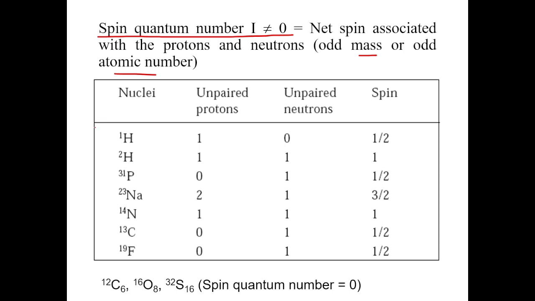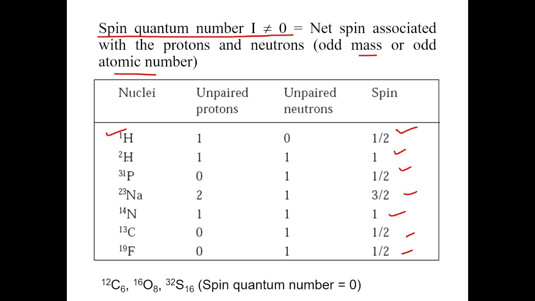So here, for H1, you can see that there is a net spin of 1/2. Here 1/2, 3/2, 1/2, 1/2. So we can see that all these nuclei are NMR active. Why? Because either the mass number or the atomic number is odd.